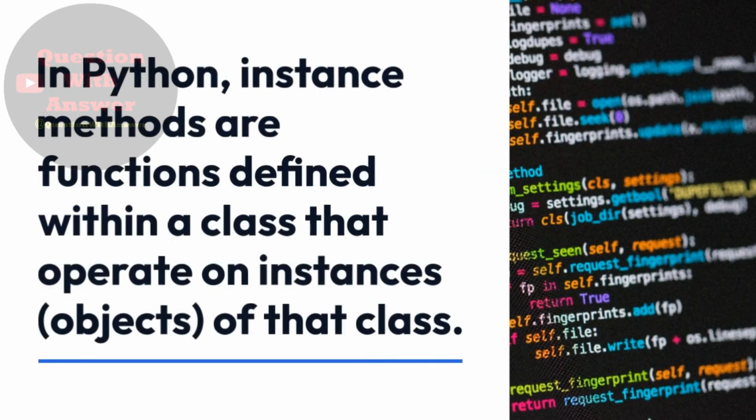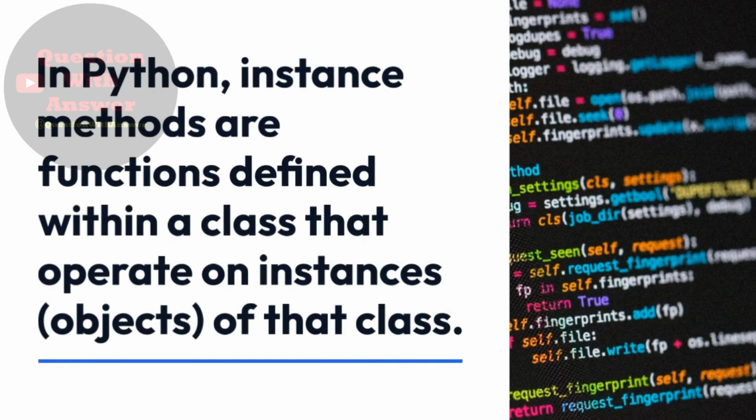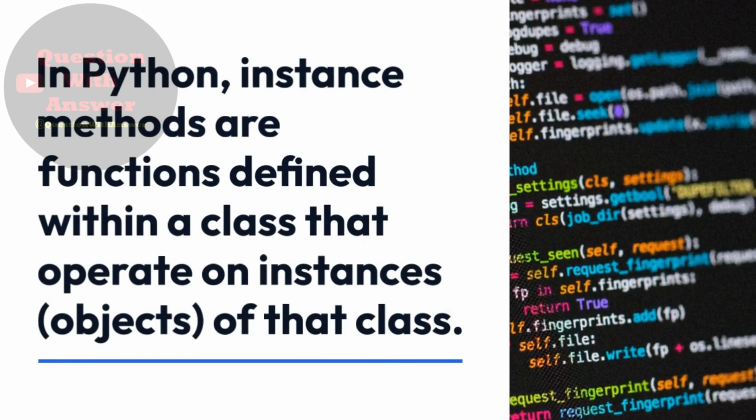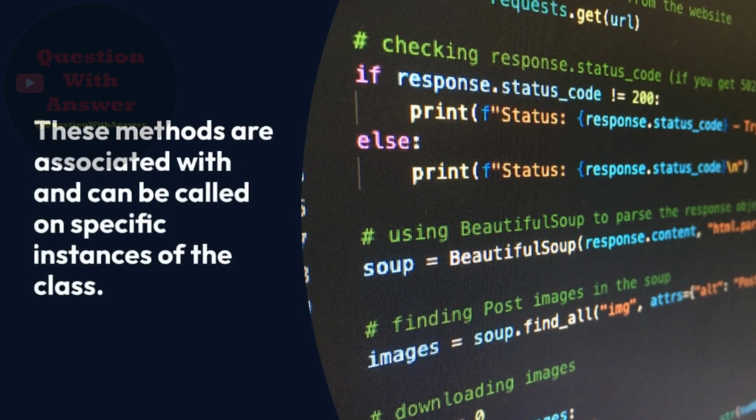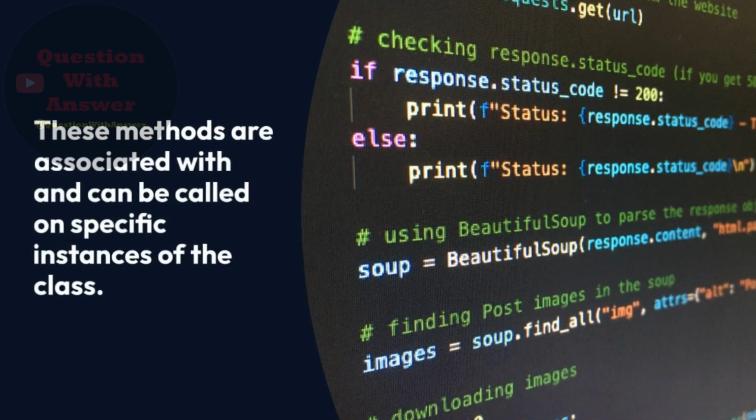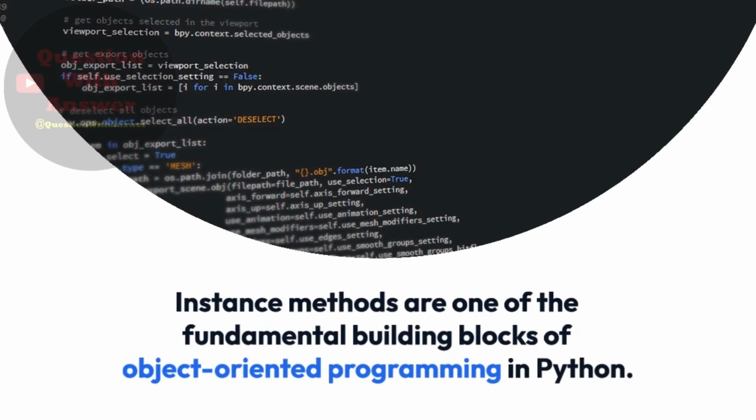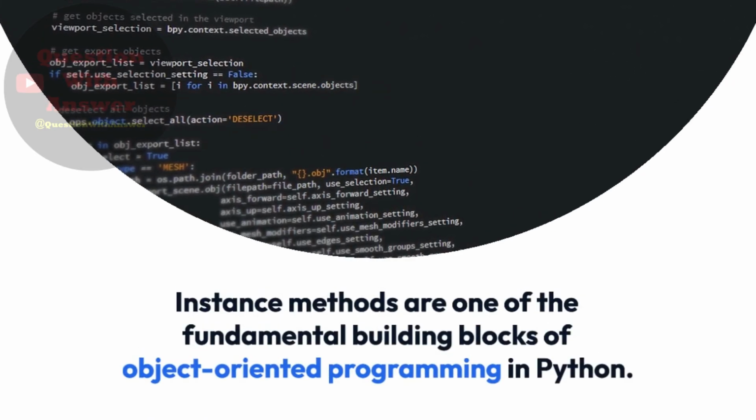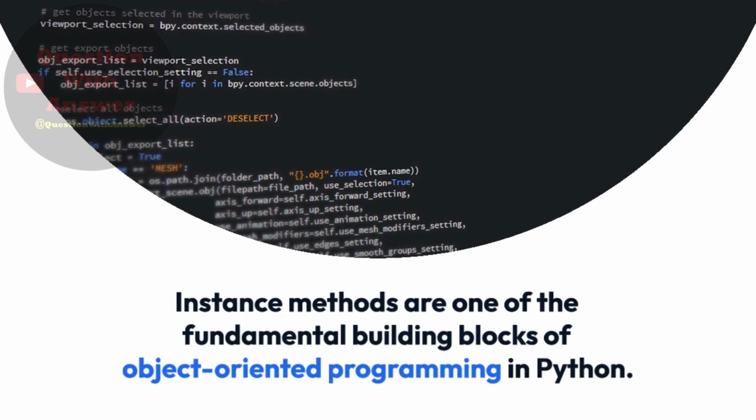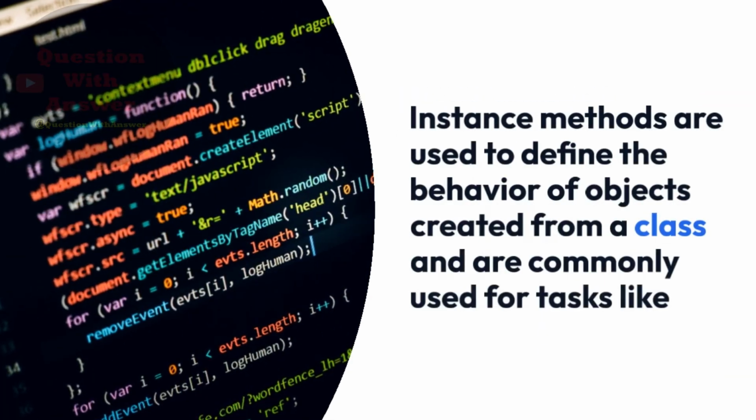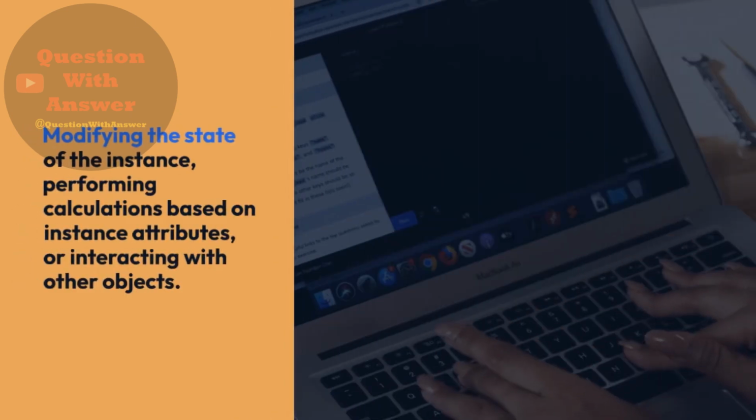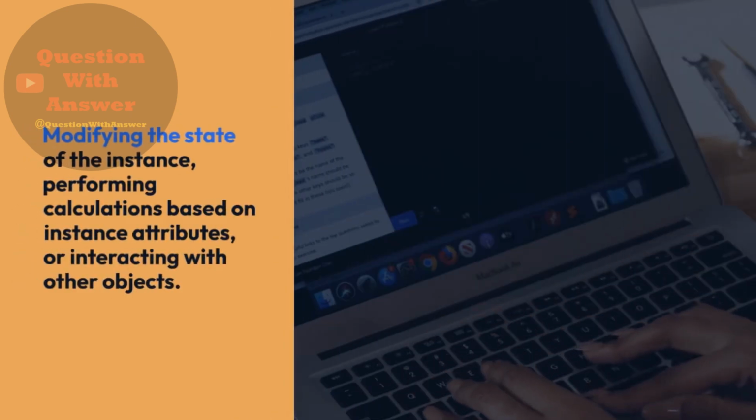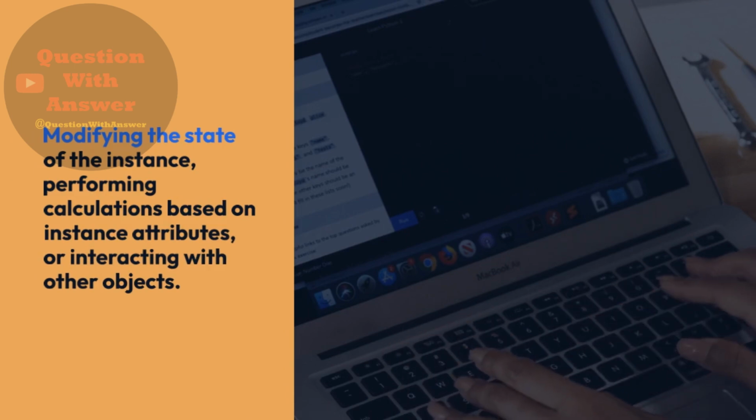In Python, instance methods are functions defined within a class that operate on instances, objects, of that class. These methods are associated with and can be called on specific instances of the class. Instance methods are one of the fundamental building blocks of object-oriented programming in Python. Instance methods are used to define the behavior of objects created from a class and are commonly used for tasks like modifying the state of the instance, performing calculations based on instance attributes, or interacting with other objects.